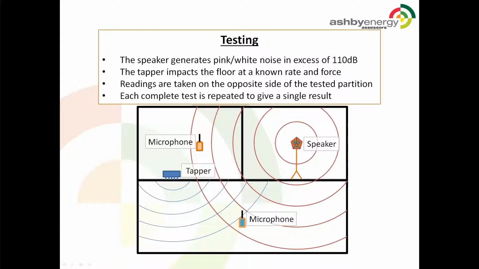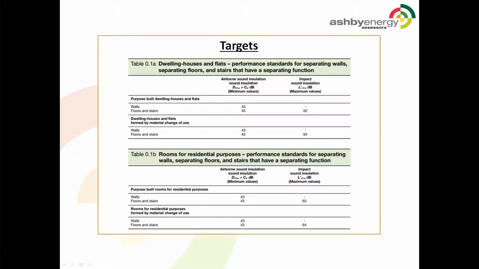Testing. The speaker generates pink or white noise in excess of 110 decibels. As can be shown in the diagram, the sound will accumulate inside the testing room, go through the partition or floor and be monitored on the other side. The tapper impacts the floor at a known rate and force to generate direct transmission through the floor with the monitoring position underneath. Readings are taken on the opposite side of any test partition, and each test is repeated to give a single result.